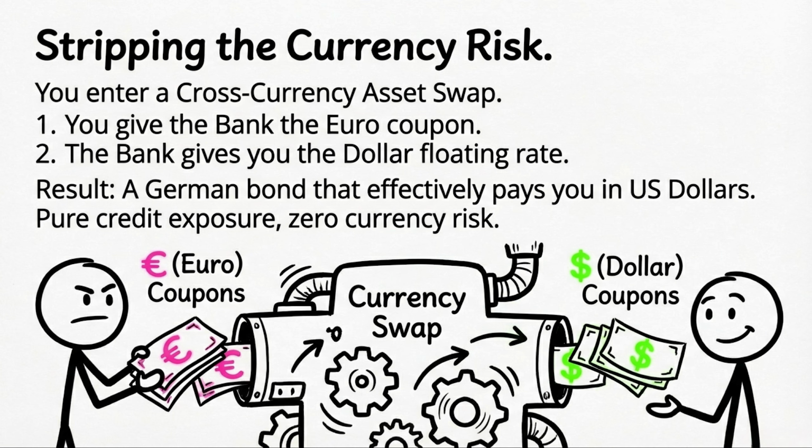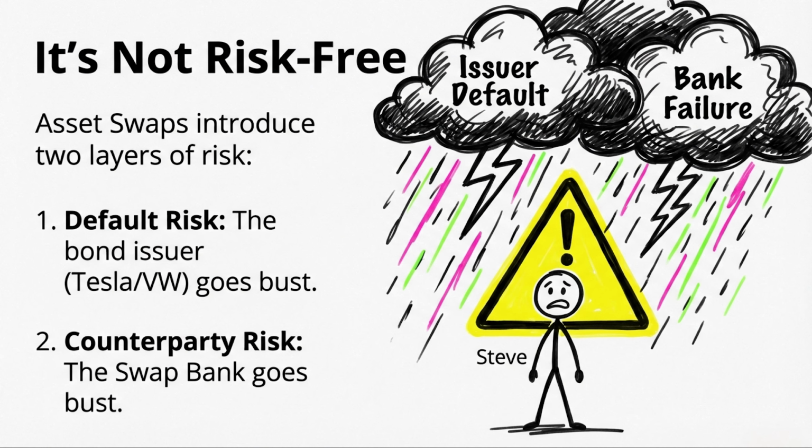This allows global investors to shop the entire world for the best deals, not just their home country. If a Japanese bond pays better than a US bond, after swapping it back to dollars, the investor will buy the Japanese bond.